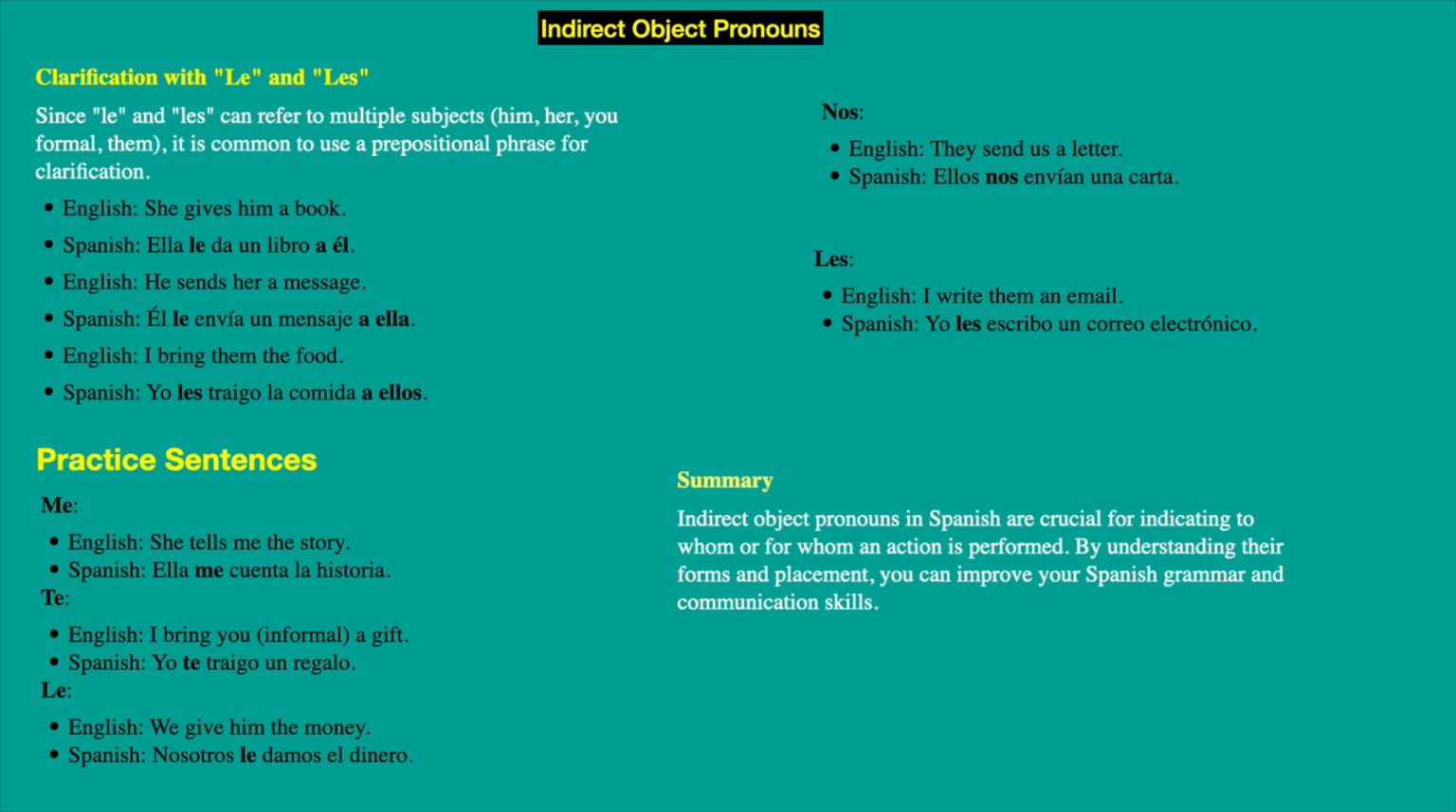So anyway, in summary, indirect object pronouns in Spanish are crucial for indicating to whom or for whom an action is performed. By understanding their forms and placement, you can improve your Spanish grammar and communication skills. So hopefully you understand a little bit how to use the indirect object pronoun.